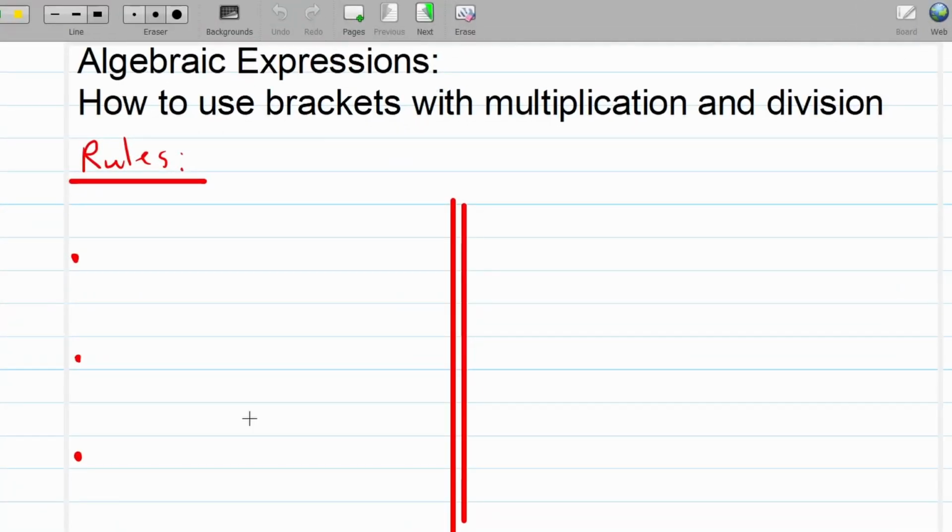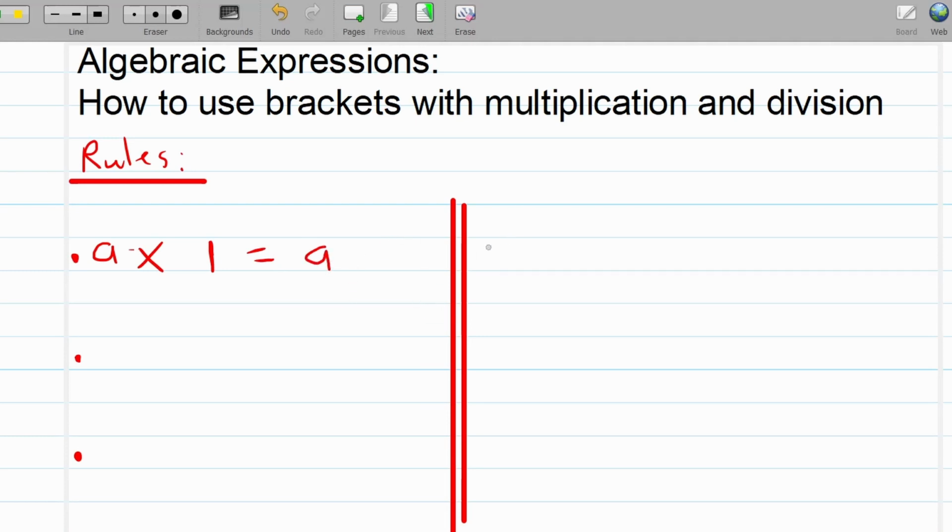Welcome back, fellow problem solvers. Algebraic expressions, how to use brackets with multiplication and division. So let's first establish a few rules when we talk about multiplication and division. So first of all, whatever multiplies with 1 stays the same. So let's say, for instance, a times 1 is equal to a. That's the very first rule.